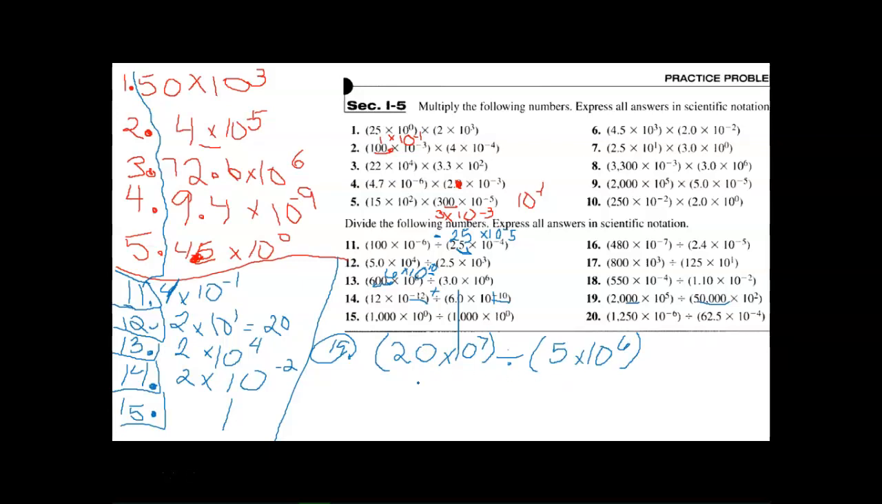So when I do 20 divided by 5, I end up with 4. And I've got my times 10. I have 7 minus 6, which is times 10 to the 1, or 40. And I can arrive at the answer for 40 much faster than if I started having to work around all these zeros. Because 2,000 divided by 50,000, there is no way that's coming out right. You would have to do a lot more work.